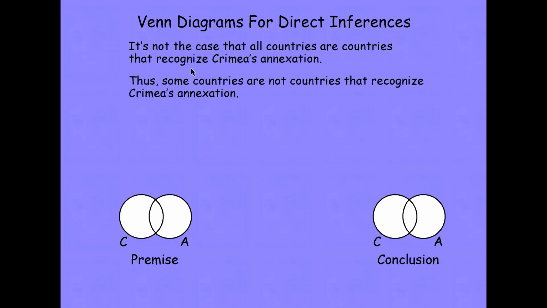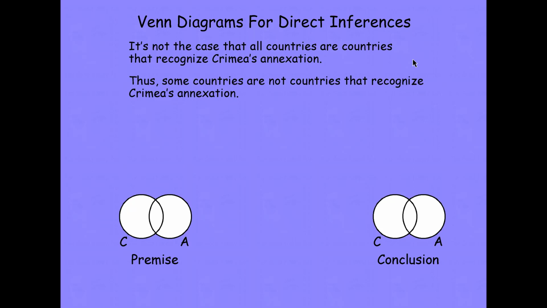When we start with the premise diagram, the first thing we're going to want to notice is that it's got an "it's not the case that" clause. And so the premise itself asserts that a standard form categorical statement is false. Specifically, all countries are countries that recognize Crimea's annexation, a universal affirmative statement. Our premise says that is false. Now we could go to our premise diagram and put in what would have to be true in order for this whole premise to be true.